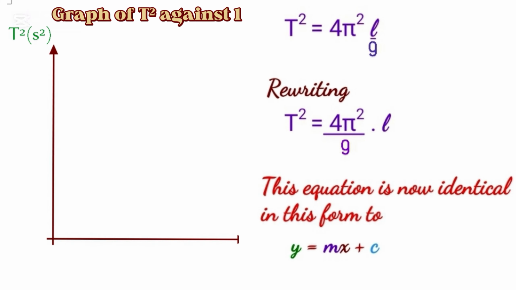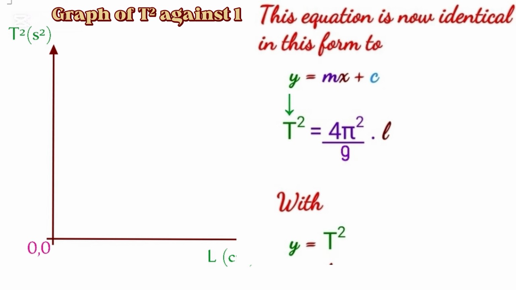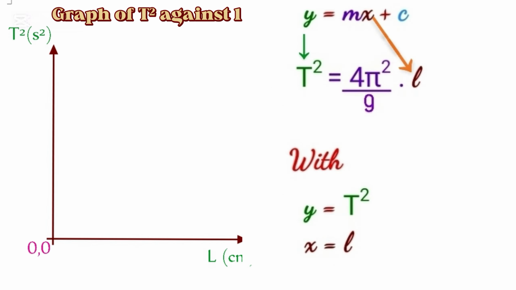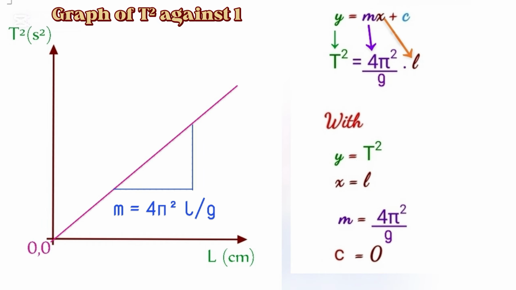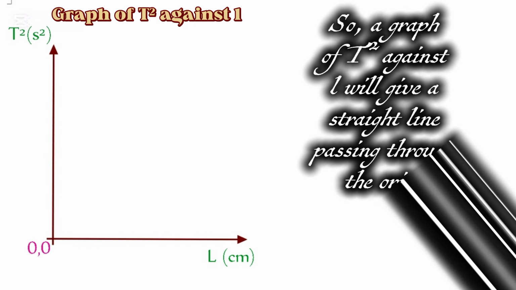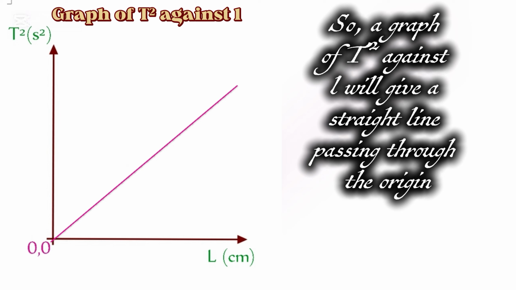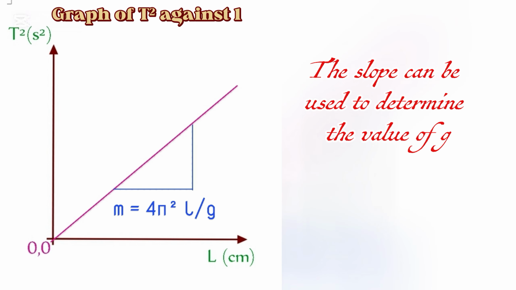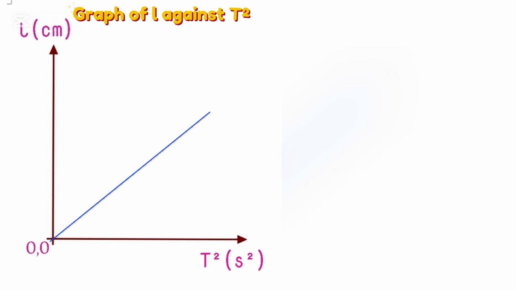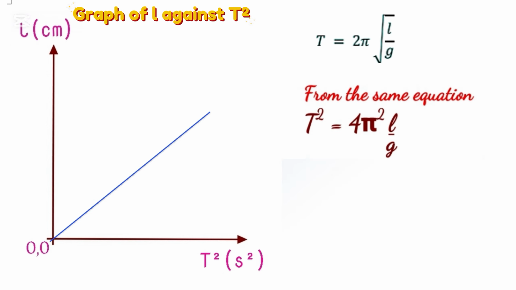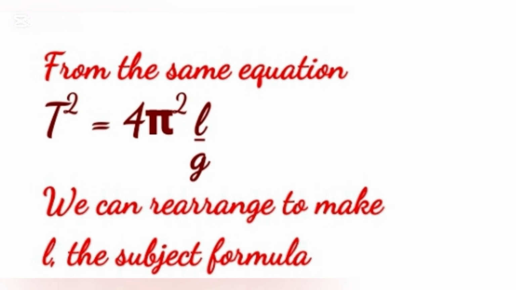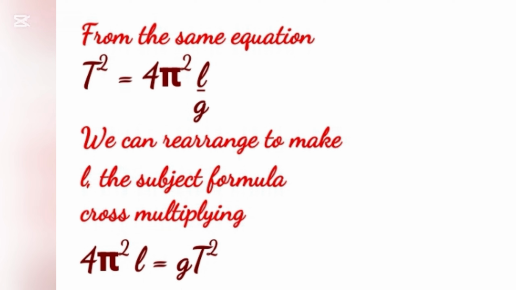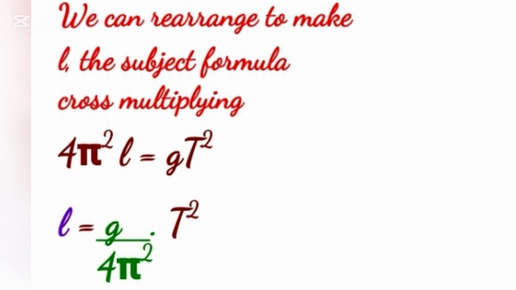This equation is now identical in form to y = mx + c, with y equal to T², x equal to L, m, the slope, equal to 4π²/g, and c equal to 0. So a graph of T² against L will give a straight line passing through the origin, and the slope can be used to determine the value of g. For a graph of L against T², from the same equation T² = 4π²L/g, we can rearrange to make L the subject of the formula. Cross multiplying, 4π²L = gT². L = (g/4π²)T².